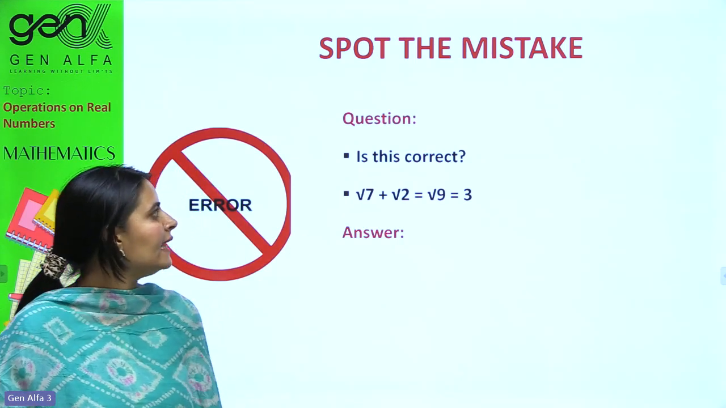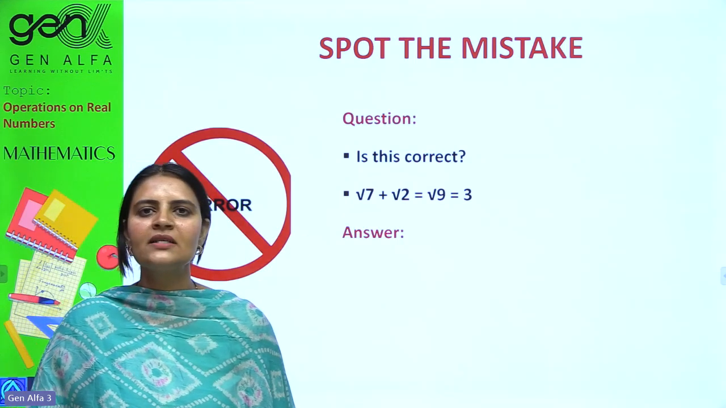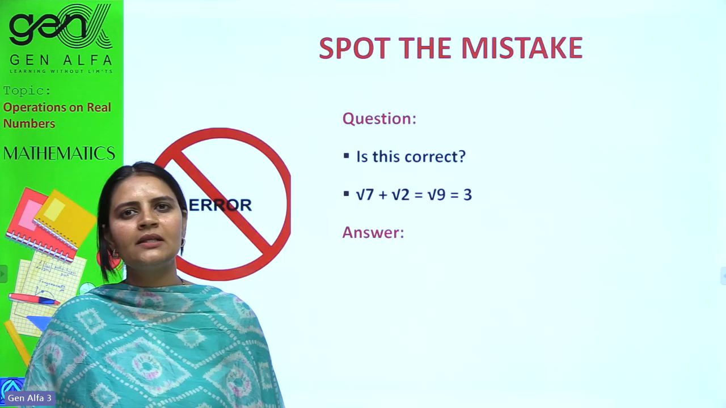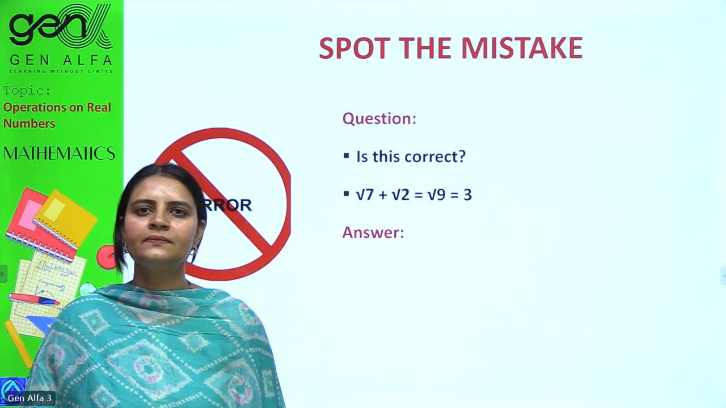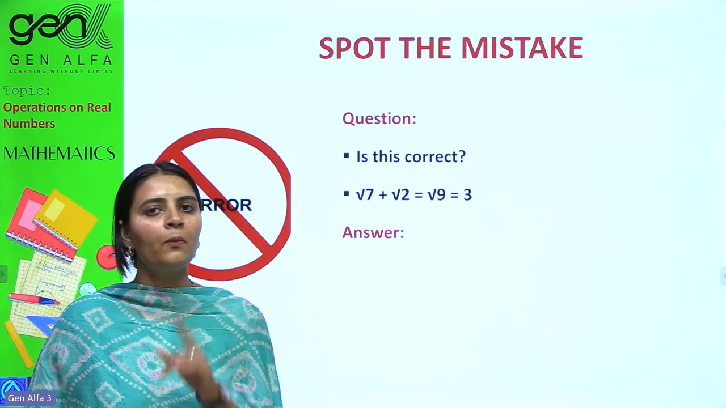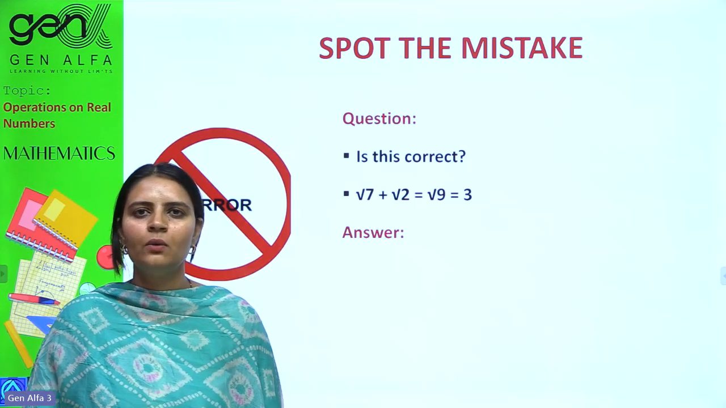Spot the mistake. Is this correct? Under root 7 plus under root 2 gives you under root 9. Ultimately, it is a rational number. Is it so? Spot the mistake. Mistake is there, I'm sure. What is the mistake?